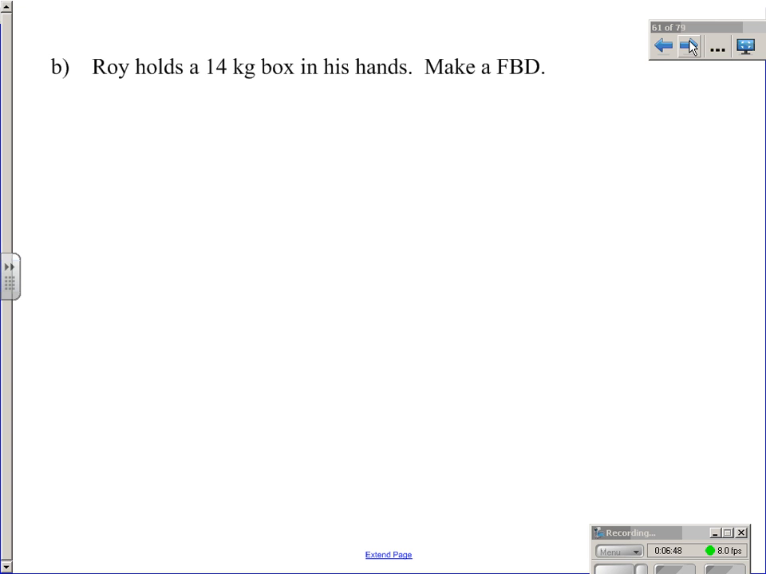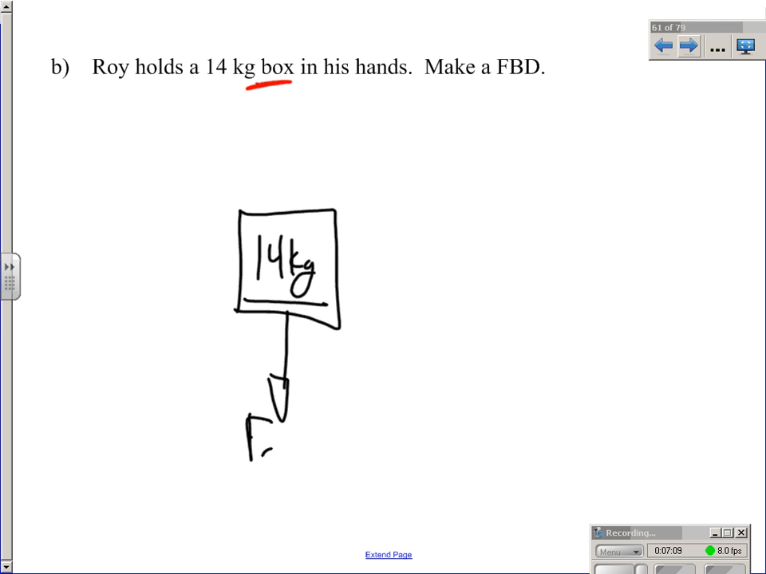All right, it says Roy holds a 14-kilogram box in his hands. Make a free body diagram. All right, so first of all, when you make a free body diagram, you're just drawing one object. In this problem, we're focused on the box. So you don't need to draw Roy. So here's the box. It's 14 kilograms. Step 1, identify your mass and your force of gravity. So the force of gravity is going to be 14 times negative 10, so it's going to be negative 140 newtons, right?